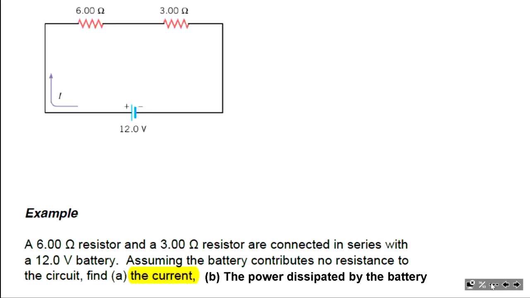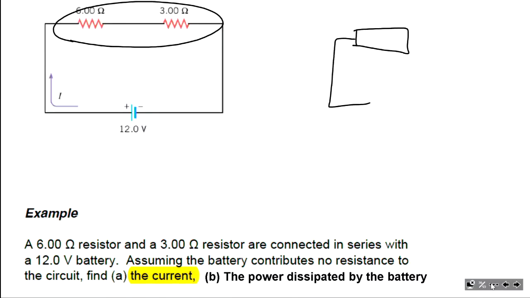Now, what do we do if we have several devices connected together? We know what to do. First, we know that we can replace two resistors connected in series with only one resistor. What should be the equivalent resistance of this one? According to the rule, 6 plus 3, it should be 9 ohms. Connected to the same battery. This is the equivalent circuit, 12 volts.